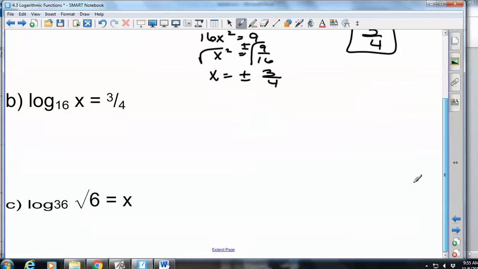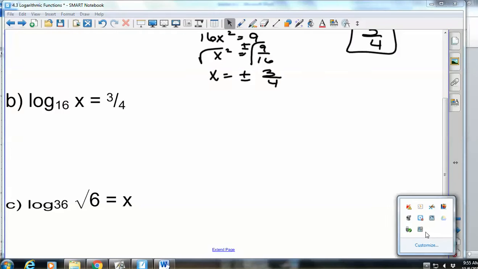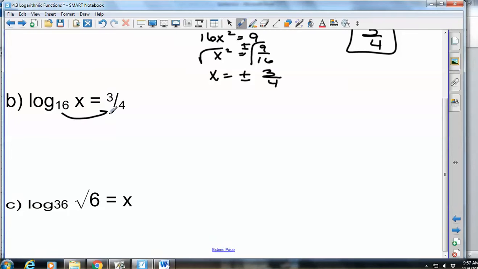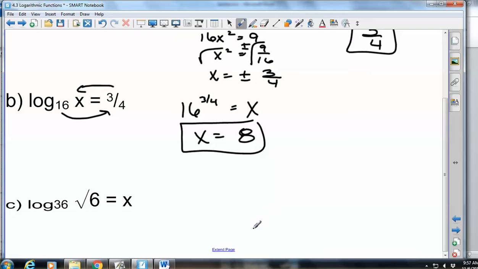Alright, I want you guys to do B and C, please. So the first one, you get 16 to the 3/4 equals x, which gives you 8. Plug it in, 8 is positive, so that's fine.